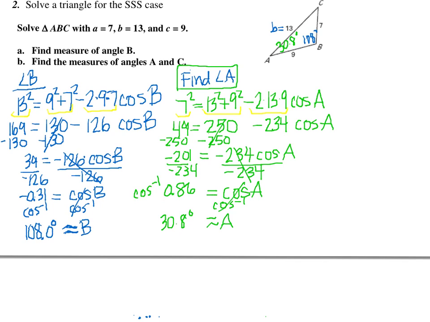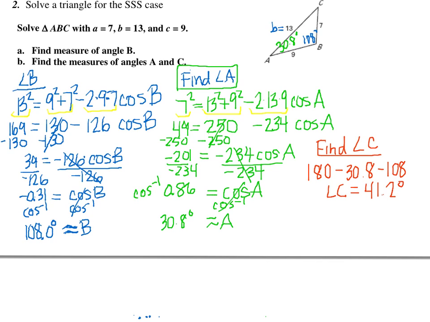And then we have to find our third angle here. So our third angle, we're going to find angle C, and this is the easy one since we've already gotten two. So we're going to do 180 minus 30.8 minus 108. So angle C equals 41.2 degrees. So angle C here is 41.2 degrees. So we have now found all three of our angles. We are all set. And let's look at the other side of your page of notes.